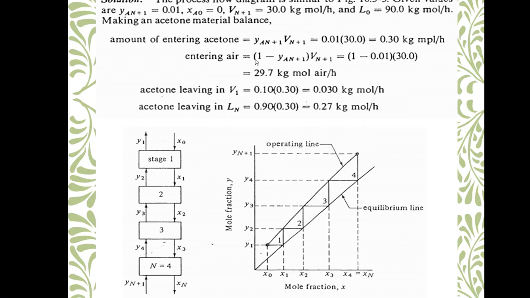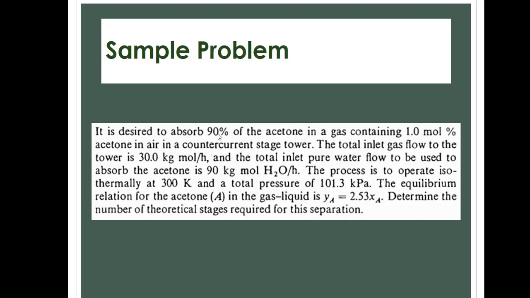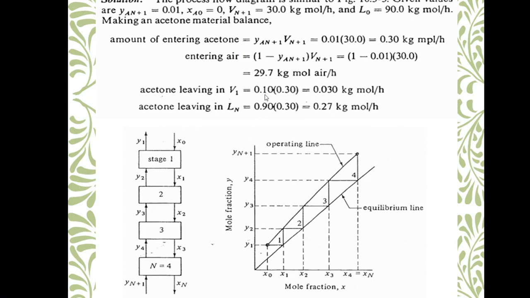The acetone leaving is the acetone that remains unrecovered. So the acetone that will leave your column will be the acetone unrecovered, and it will go with stream V1. Now here, Y1, that would be V1. So since we are recovering 90%, then the amount that is left is 10%. So 10% of the amount that enters will still remain in the gas because it is unrecovered.